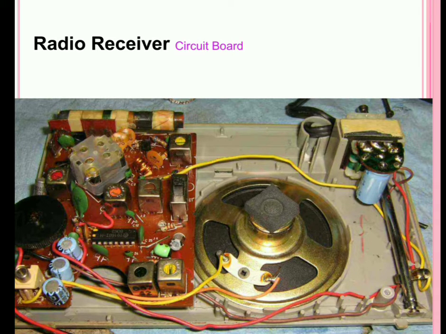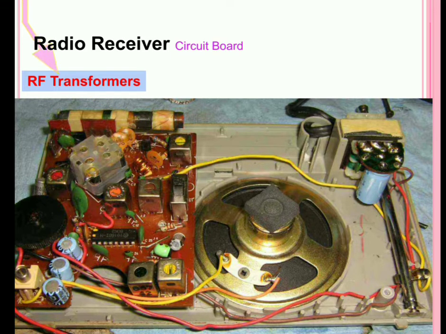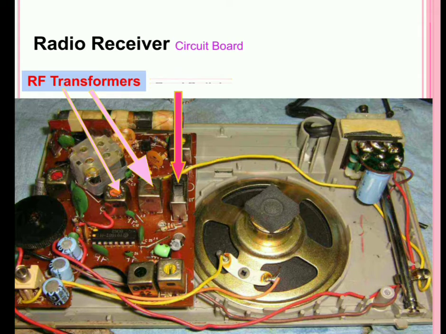So what we have understood is that the tuned circuits or the RF transformers are generally used in the radio receivers or communication equipment. Here we have just seen that this yellow arrow is indicating one set of transformers. They are for the RF amplifier, and these other pink arrows are showing another set of RF transformers. They are connected to the local oscillator and the RF amplifier of the input side of that.